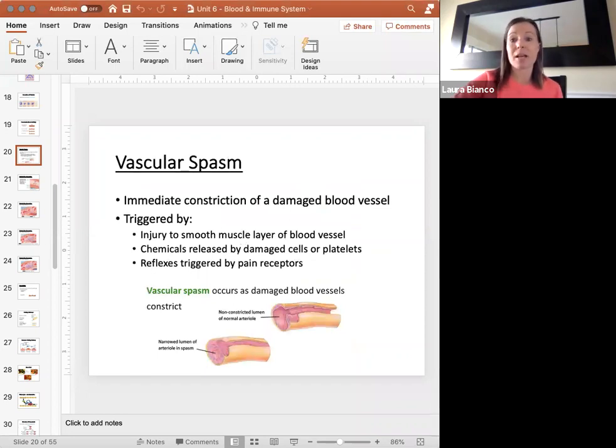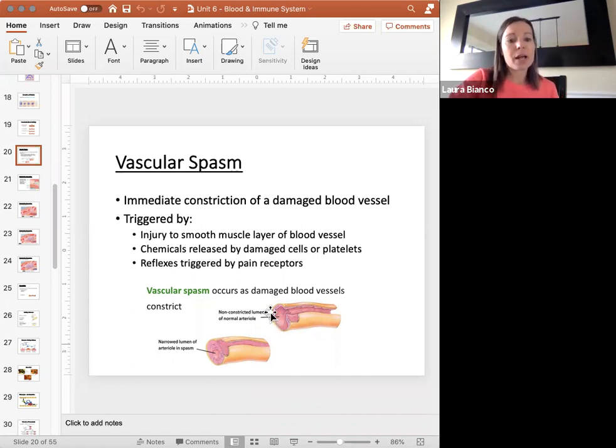This is exactly what it sounds like. It's a spasm of a blood vessel, so constriction of a blood vessel immediately following an injury. By constricting, it's reducing the flow of blood through that damaged vessel to hopefully reduce blood loss. That can last for up to 30 minutes. It's not a permanent solution, but a temporary one, which allows some time for the platelet plug and then for the actual blood clot to form, which would hopefully be a permanent stop to blood loss.